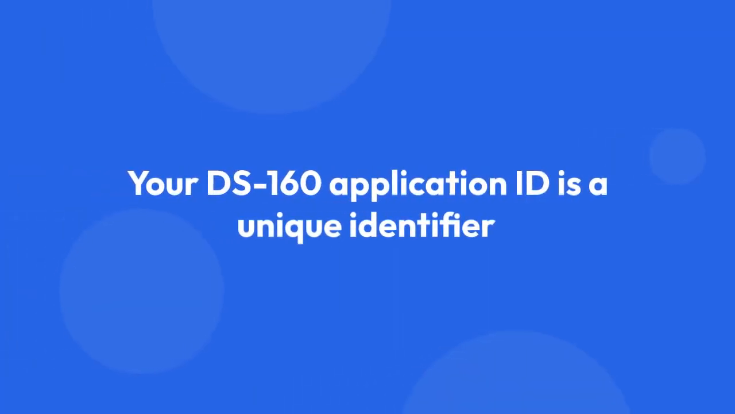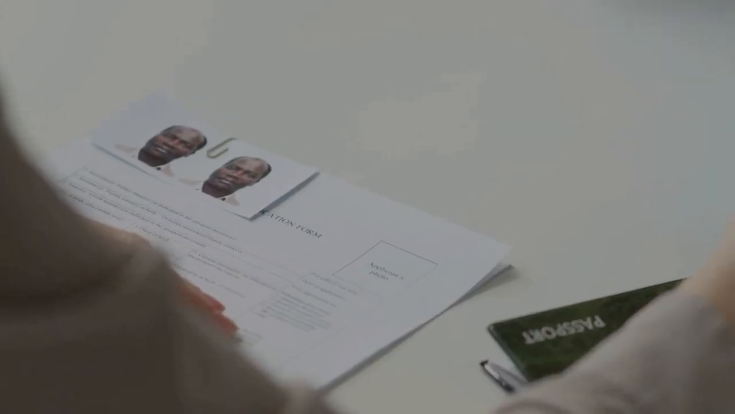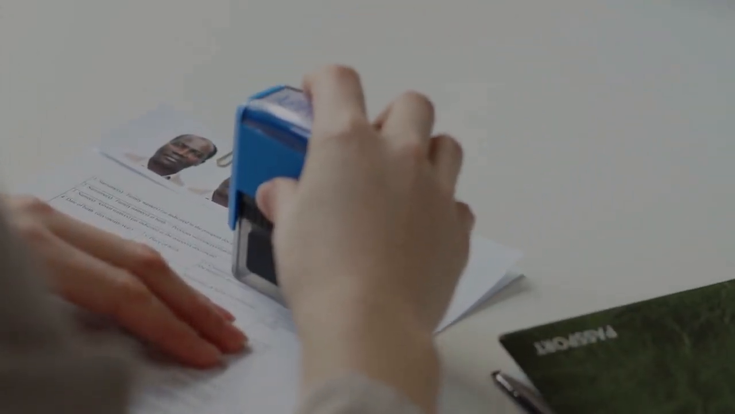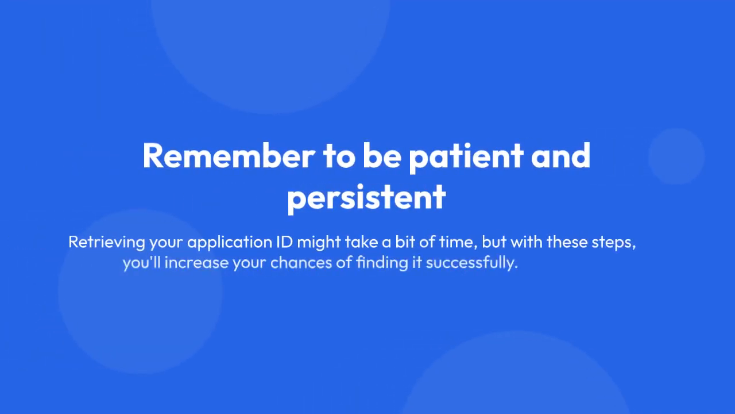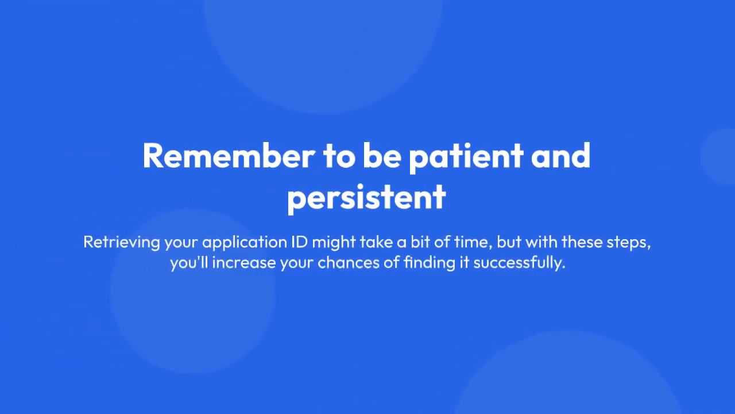Remember, your DS-160 application ID is a unique identifier. It's essential for the entire visa application process, so storing it in a safe and easily accessible place is highly recommended. Keeping a copy of this confirmation email or a physical printout is a simple and effective way to avoid this problem in the future. Remember to be patient and persistent. Retrieving your application ID might take a bit of time, but with these steps, you'll increase your chances of finding it successfully.